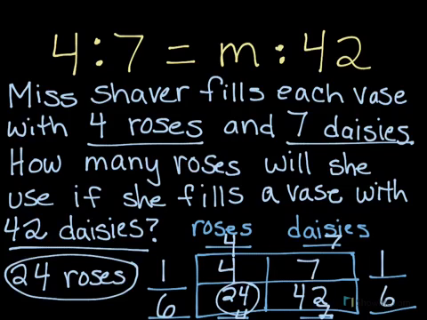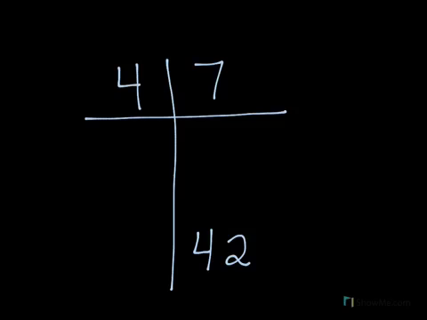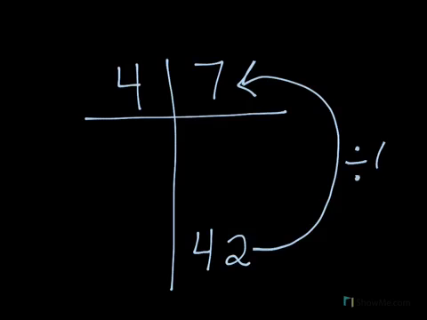Let me show you a second way of solving it. So I set up a table and I've got my basic ratio up here, 4 roses to 7 daisies, and I know that there's 42 daisies. So I'm going to think, how can I go from here to here? What can I divide by? Well, I know I can divide by 6 because I know my math facts.